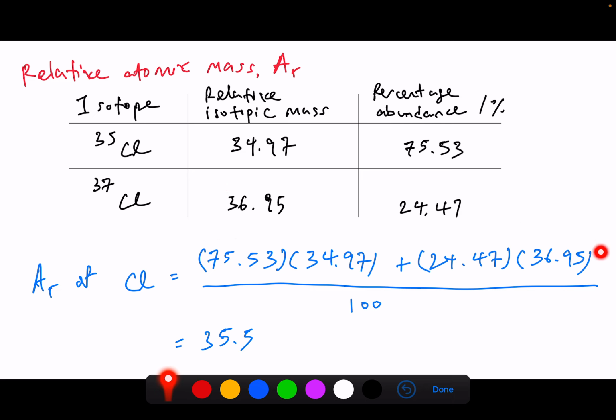What we get at the numerator is the total relative mass, taking into account the different abundances. But remember, when we talk about Ar, we want to find the weighted average. So we take the total mass divided by 100 chlorine atoms, which gives the average of 35.5. You can see that this number lies closer to 35 than 37 because we have a greater number of chlorine 35 in nature. Therefore, the weighted average is closer to 35 than 37.